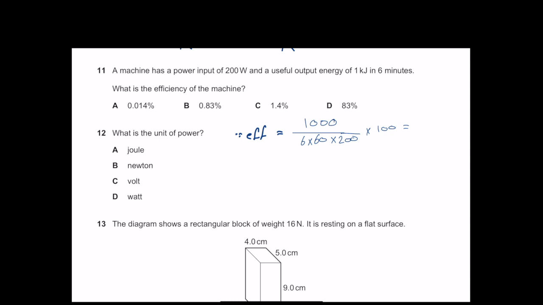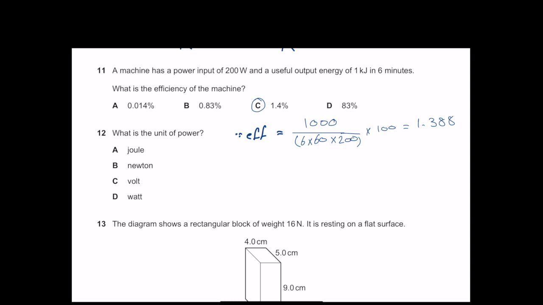So I'm going to do this using my calculator. So 1,000 divided by 6 times 60 times 200. Please make sure that you have fractions in your calculator in order to do that, or be careful when you put the brackets. If you don't have fractions in your calculator, it's a good idea to put brackets here to avoid any misunderstanding for the equation itself. Times 100. It gives me exactly in the calculator 1.388. It means I'm going to go directly and choose C.